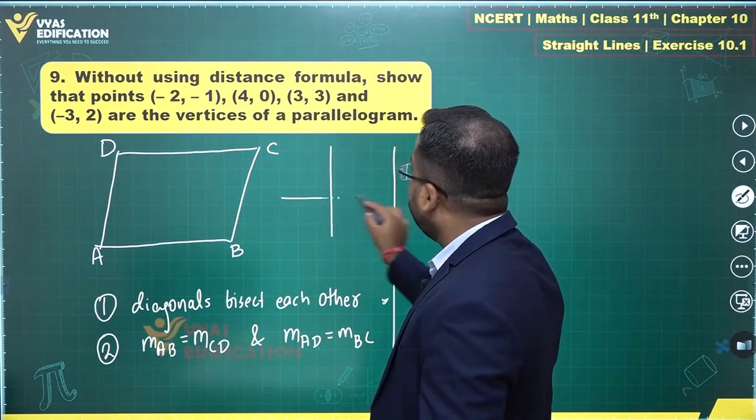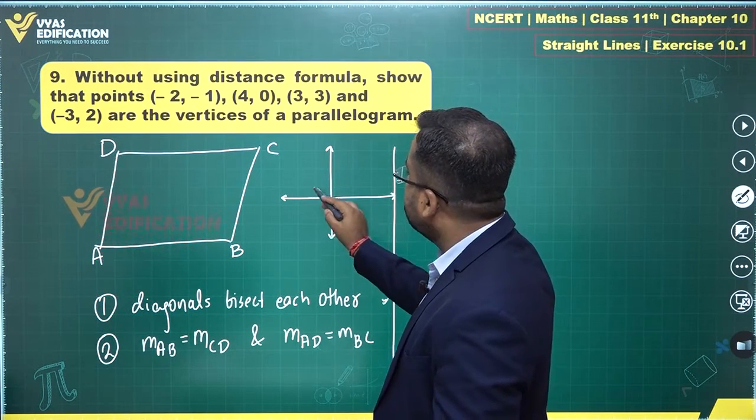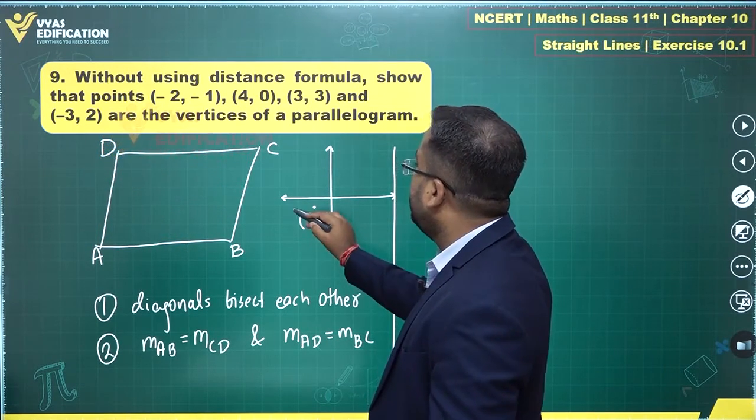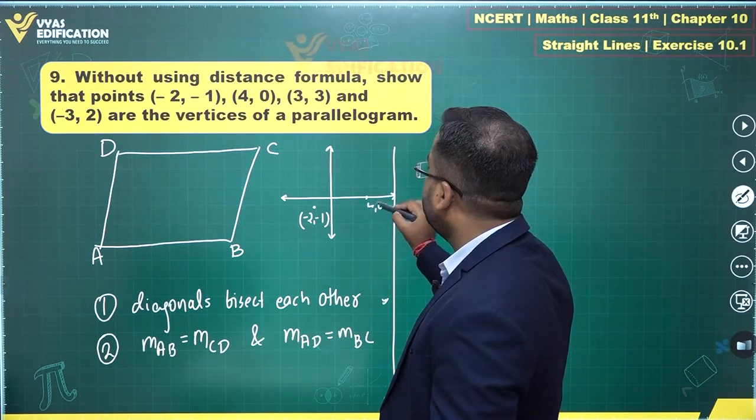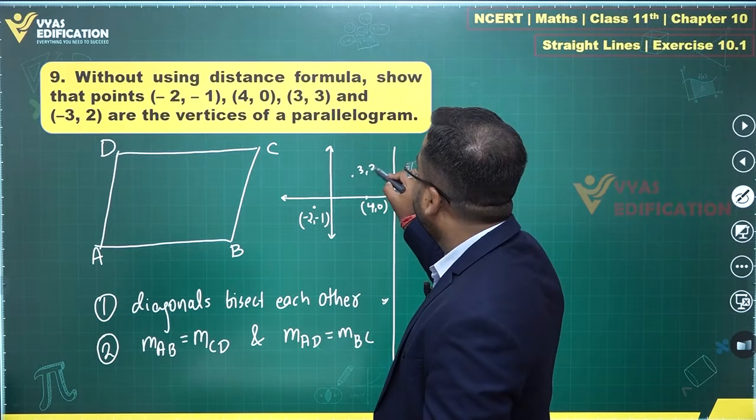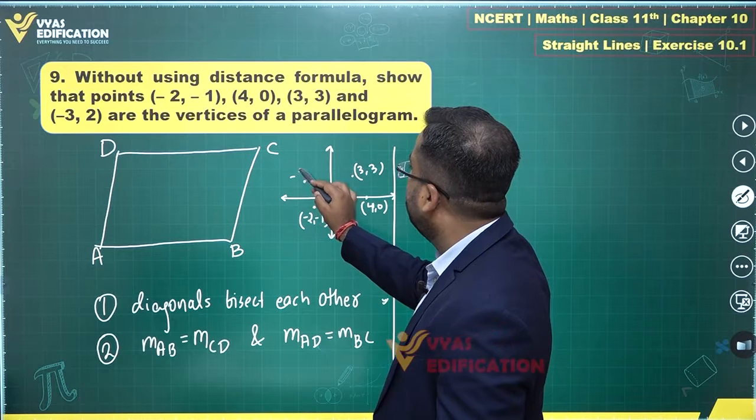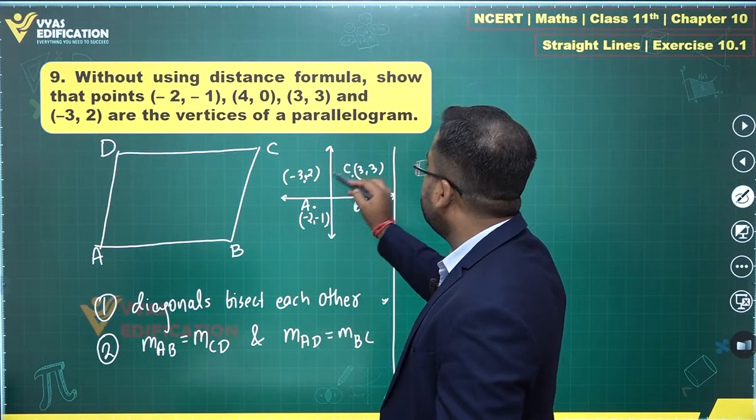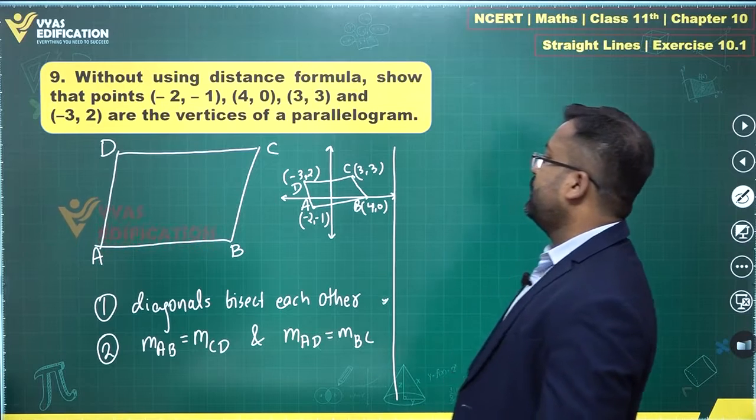Let's mark the points on the Cartesian plane first of all. We have minus 2 comma minus 1, which is somewhere here. We have 4 comma 0, which is somewhere here. Then you have 3 comma 3, which is somewhere here. And you have minus 3 comma 2, which is somewhere here. So vertices are given as A, B, C and D. This becomes AB, BC, and AD. This is what you have.